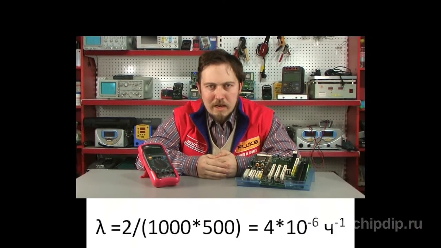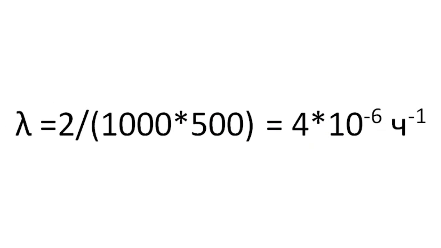For example, if the number of tested elements n is 1000, they operated during the time t, which is 500 hours, and during that time two components failed. The failure rate lambda is equal to... So in this case, reliability is characterized by the fact that during 1 hour 4 elements of a million may fail.